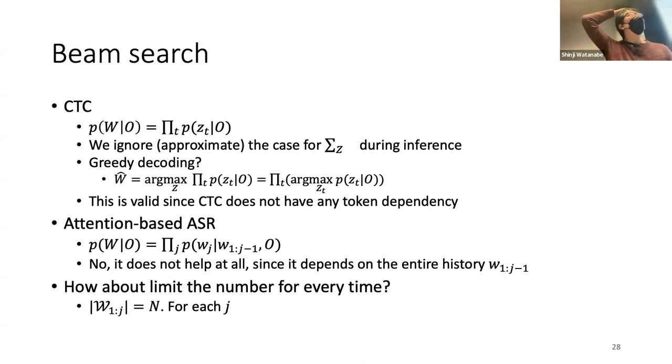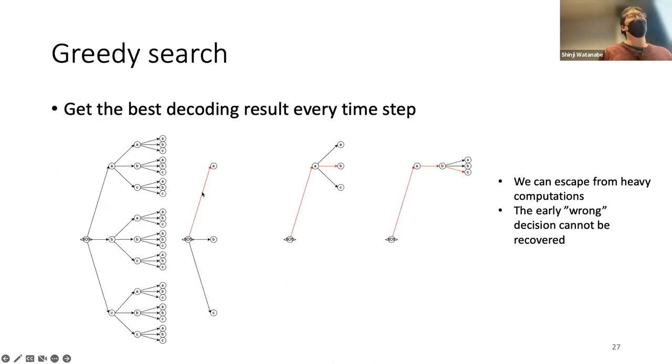However, the other models do not work in general with greedy search. For example, attention-based ASR or RNN transducer, since they have a condition, we have to consider another technique. Greedy search always decides one best at each timestamp, so we cannot recover from the previous decisions.